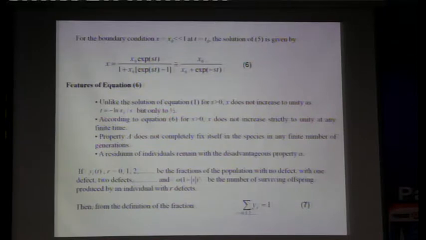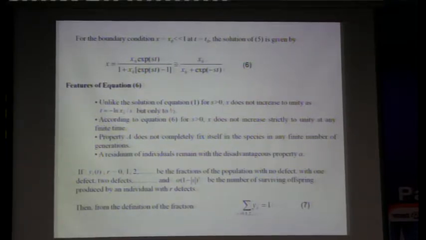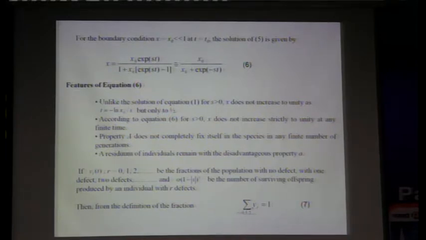And from this equation, we can get that in the theory of natural selection, even though it claims that after a certain time only the favorable properties will remain and the bad mutation will go out, it is not true, because here at any finite time the small x is not going to be 1, it will be half only after the time span of minus log x0 by s. And also this property A does not completely fix itself in the species in any finite time, and a residue of the harmful mutation will always be there.